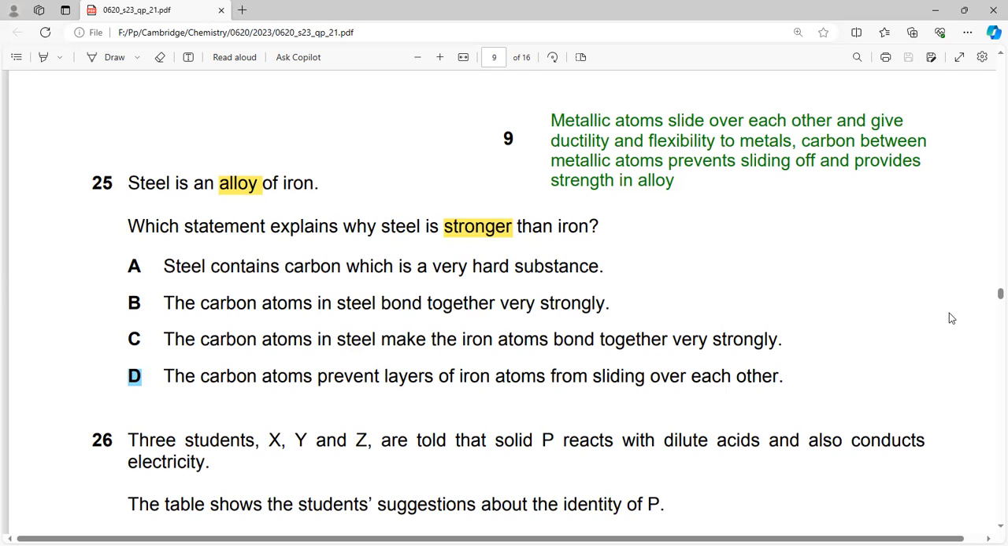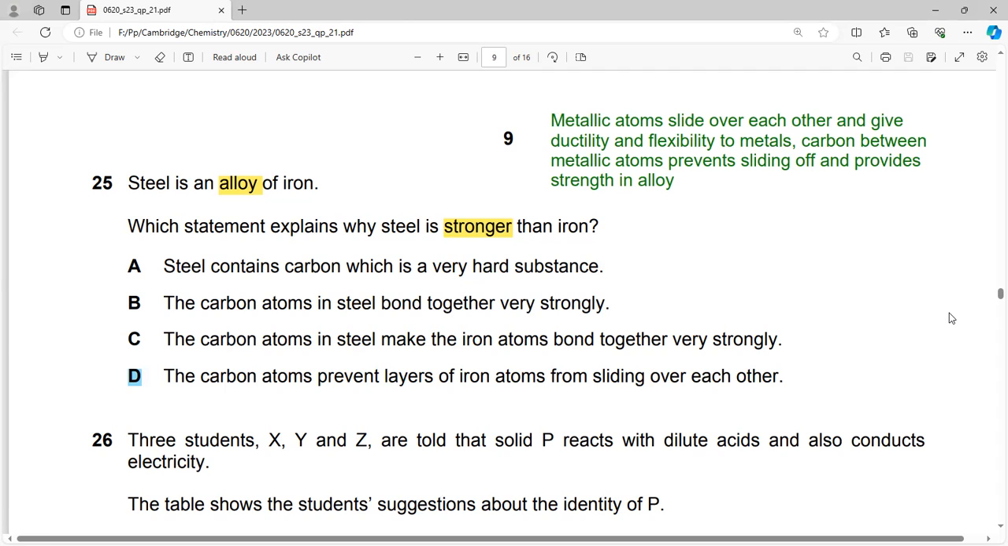That's called ductility. This is also similar to the property of flexibility, you can say. So what about the carbon atom? Between the metallic atoms, they prevent the sliding of these metallic atoms under pressure. So that's why it is giving extra strength, by preventing the sliding of atoms under the pressure. That is the concept which increases the strength of metals.